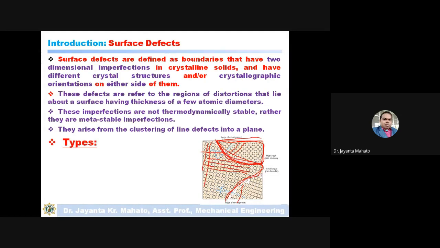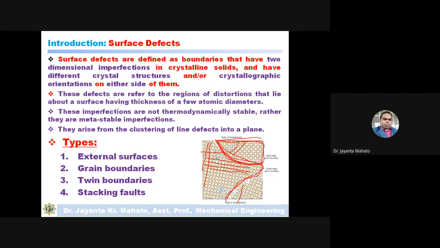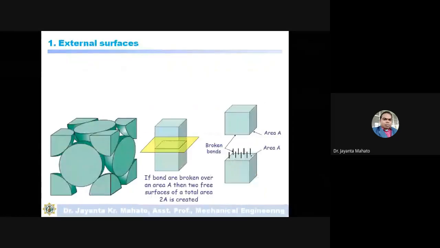So there are different types of surface defects: external surface defects, grain boundary defects, twin boundary defects, and stacking fault. Stacking fault is also one type of defect in crystalline solids. So first, external surface. What happened in the case of a surface atom, in the case of an FCC crystal structure.